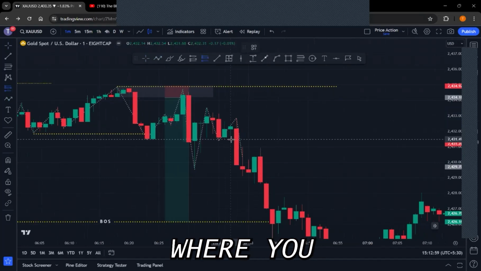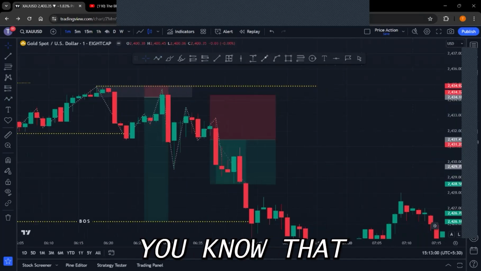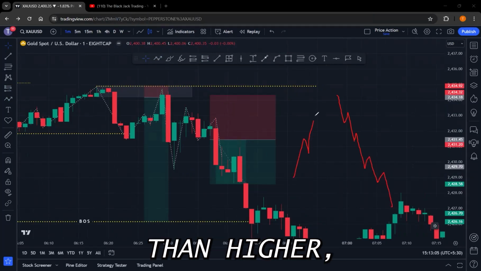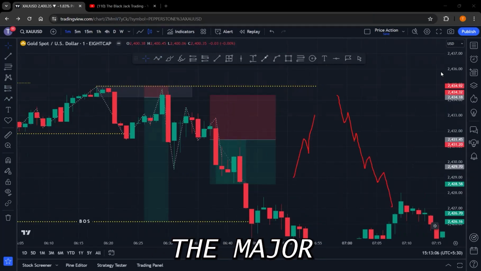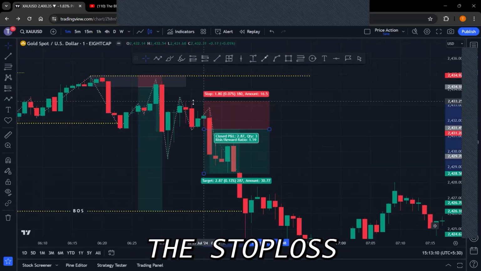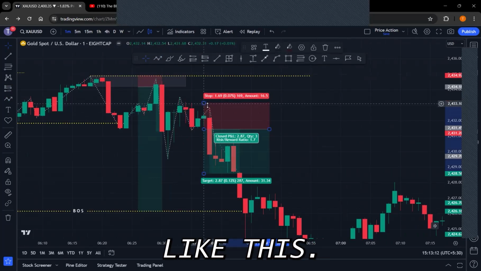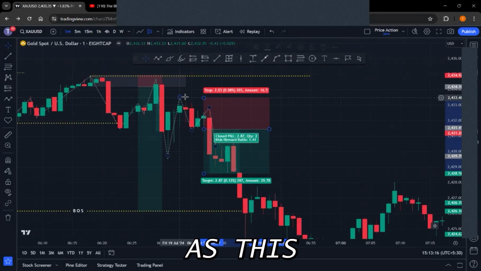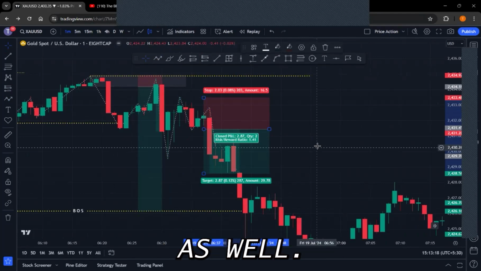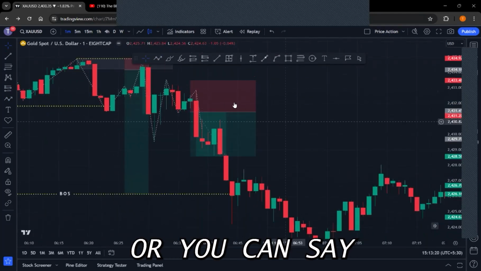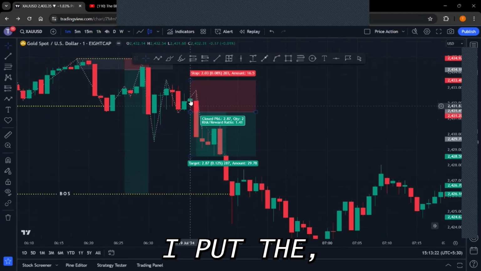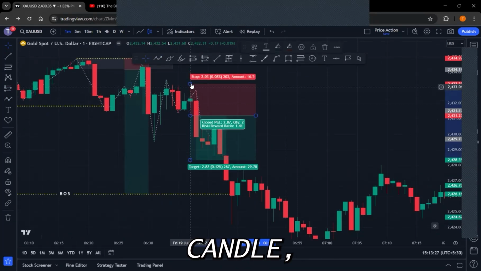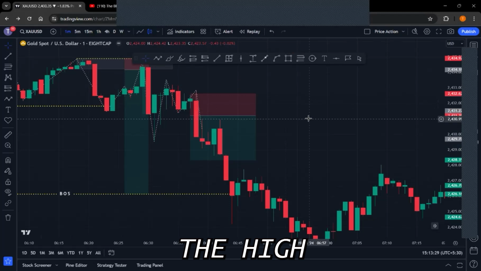This is the moment where you can start selling in the market, because as you know, if the price wants to go down, it will create a series of lower highs and lower lows rather than a higher high and a higher low. So this is the major point where you can start selling. You can put the stop loss on the previous high like this, or you can take any high of a candle, and you can even put this major high as a stop loss as well. But my main stop loss, whenever I take a trade, is on the high of the previous candle, which is somewhere over here.